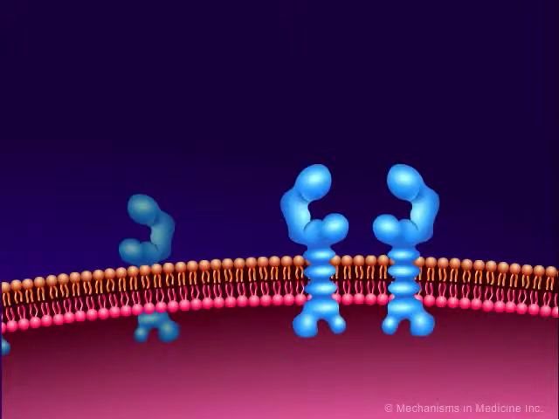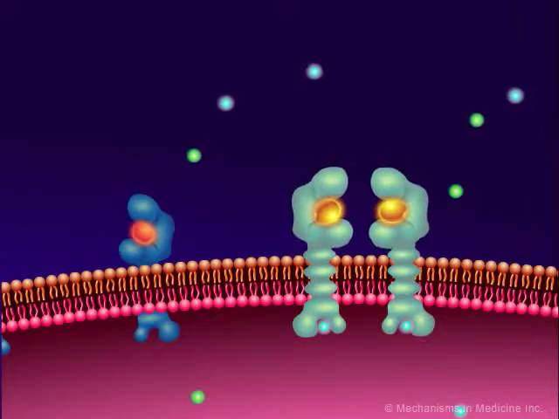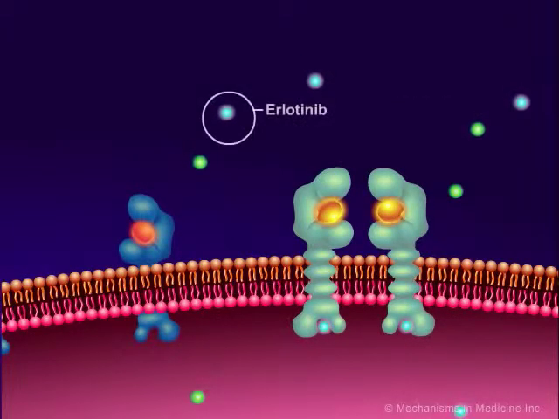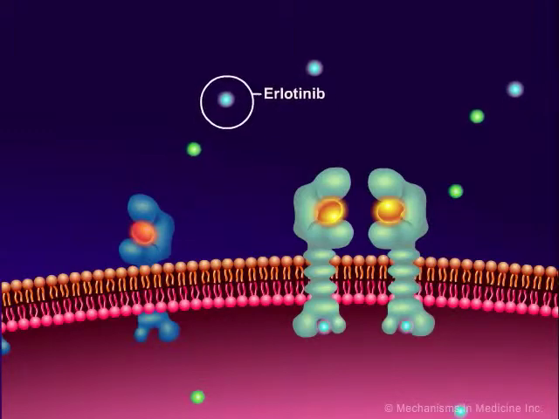Another way to block the receptor's function is through small molecule inhibitors of receptor phosphorylation associated with them. For example, EGF receptors have a tyrosine kinase that can be blocked by the molecules gefitinib or Iressa and erlotinib or Tarceva.